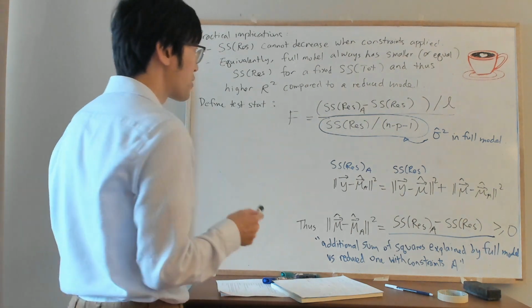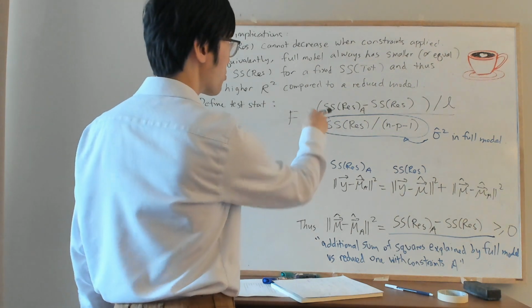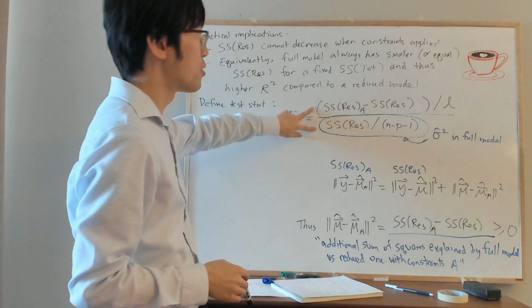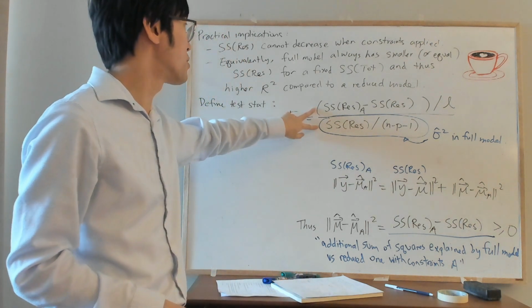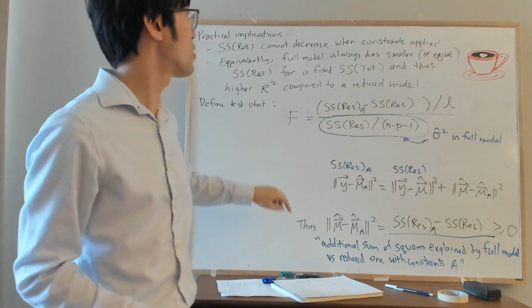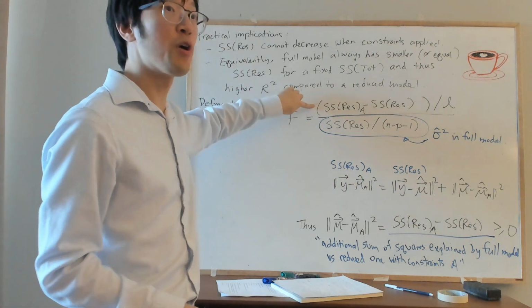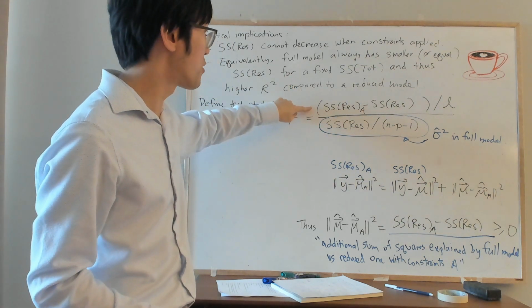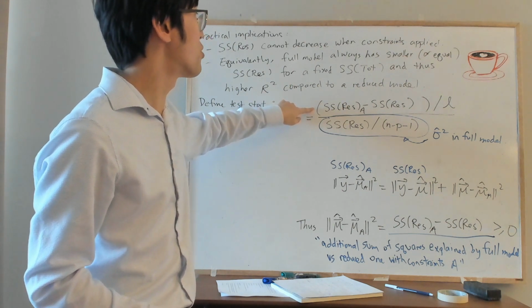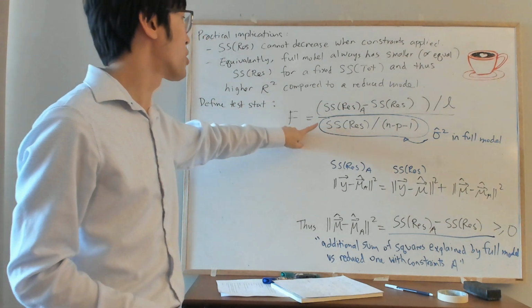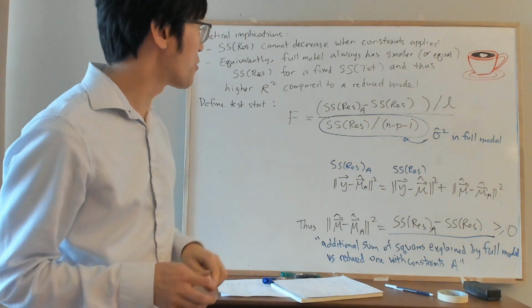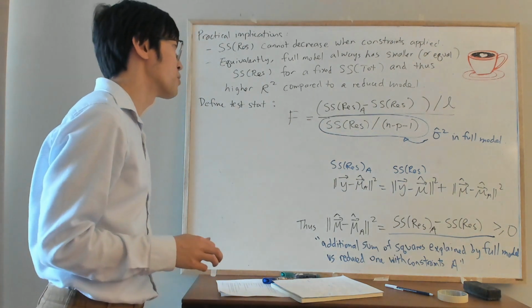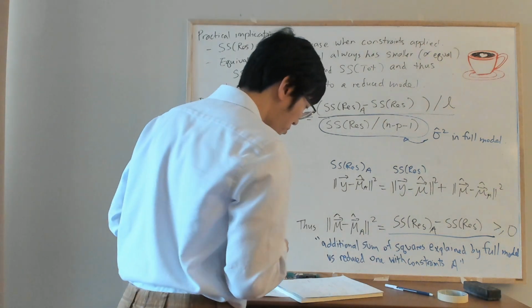Okay, so that's our F statistic. And now we have these two, both the numerator and denominator are related to sums of squares. So this one is on the top. We have the additional sum of squares explained by the full model, and then on the bottom we have what would be the estimate of the residual variance sigma squared coming from the full model.